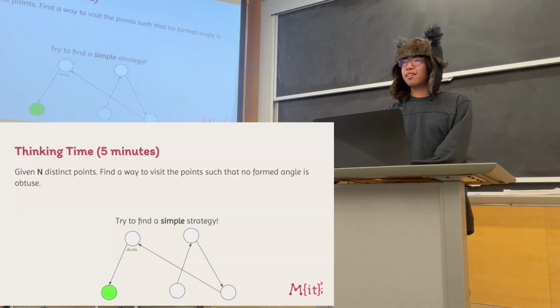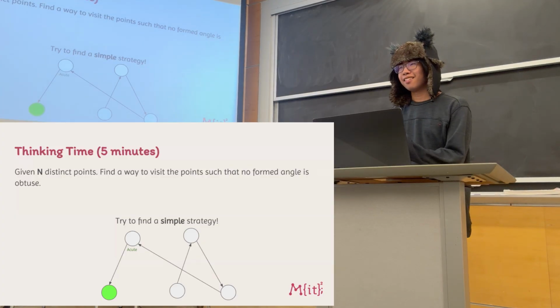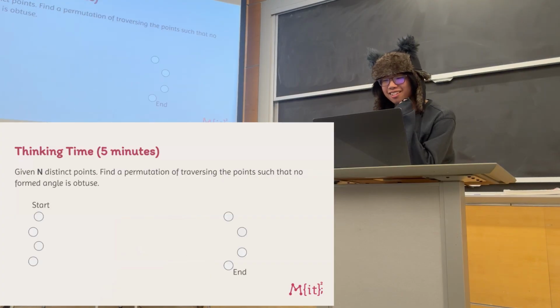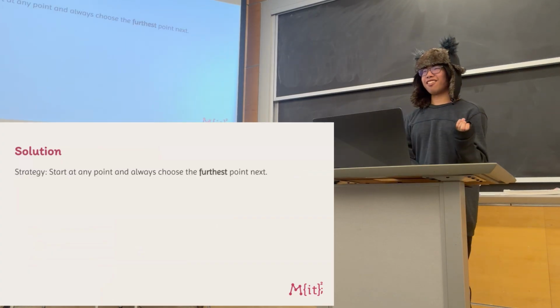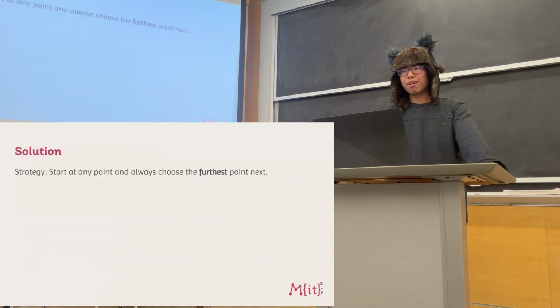Maybe go to the node that's the furthest away, then the node that's nearest, then the furthest away, then the nearest. That's actually really close. So the actual optimal strategy is you just go to the node that's the farthest away. And the reason why this works is you could prove by contradiction, actually.